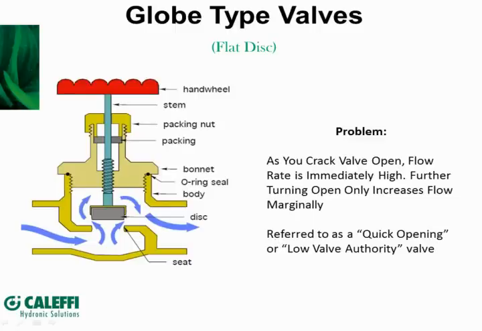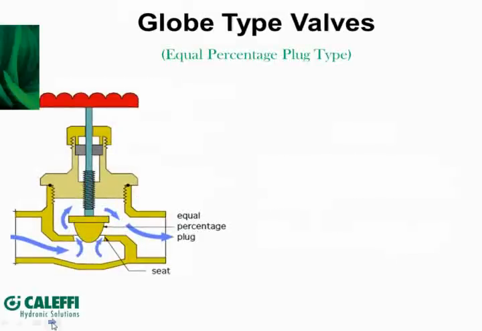It's much like on the outside of your house, perhaps you have a water spigot attached to a garden hose. Perhaps you remember, if it's like most garden hoses, as soon as you crack that about a quarter turn, it's almost full flow, and then you can turn it 3 or 4 times after that and have hardly any more flow come out of it. That's a quick opening type of valve by comparison.